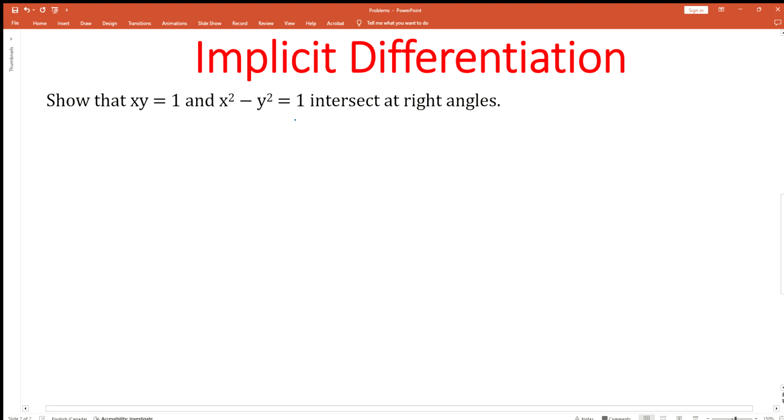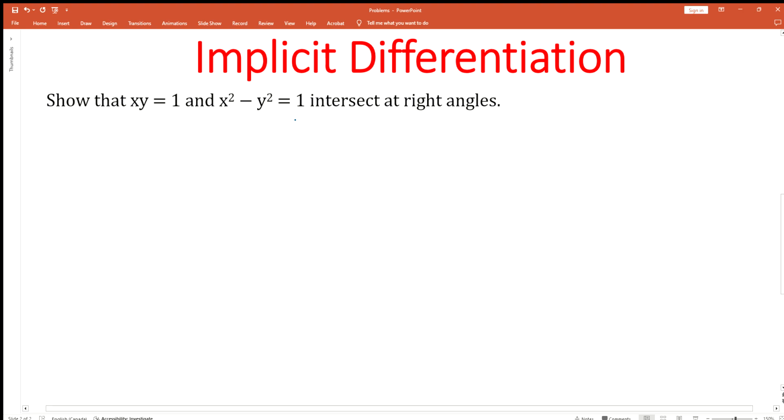Tangent lines are straight lines. If two lines intersect at right angles, that means the lines are perpendicular to each other, and two lines are perpendicular to each other if their slopes are negative reciprocal to each other. There's another important concept we need to understand and memorize.